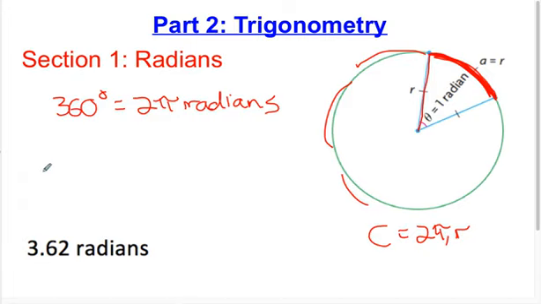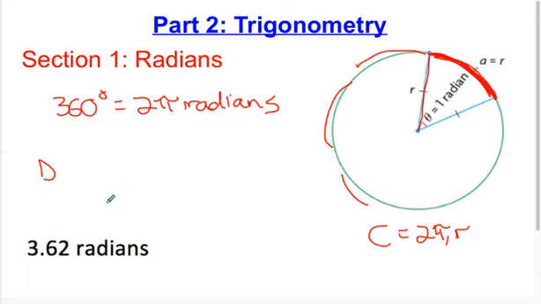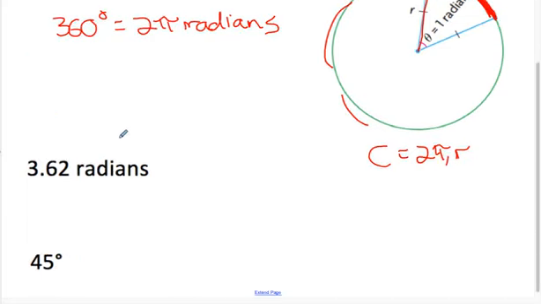So if we want to convert from degrees to radians, we must multiply by pi over 180. If we want to go from radians to degrees, we have to multiply by 180 over pi. So let's practice those two things really quickly. If we have 3.62 radians, how many degrees is that? Well, I'll just multiply by 180 over pi, and that will tell us that we have 207.4 degrees, approximately.